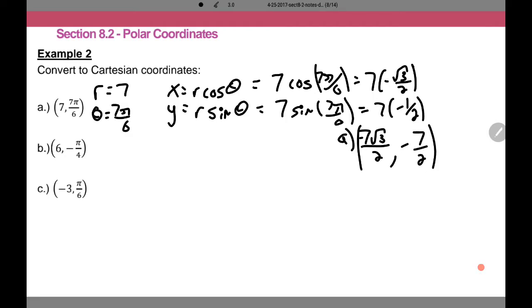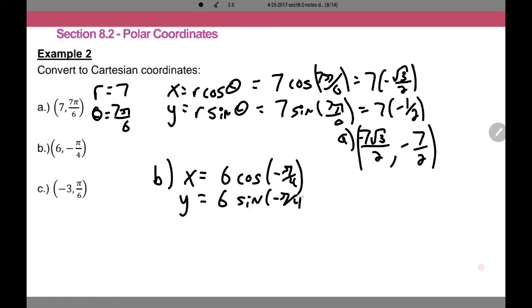For part B, we're doing the same thing, except x is going to equal 6 cosine of negative pi over 4, and y equals 6 sine of negative pi over 4. Again, we use our unit circle and realize that negative pi over 4 is the same thing as 7 pi over 4. We get the square root of 2 over 2 for the cosine and negative square root of 2 over 2 for the sine. That gives us an x-coordinate of 6 divided by 2, which is 3 square root of 3, and then 6 times negative 1/2 is negative 3.